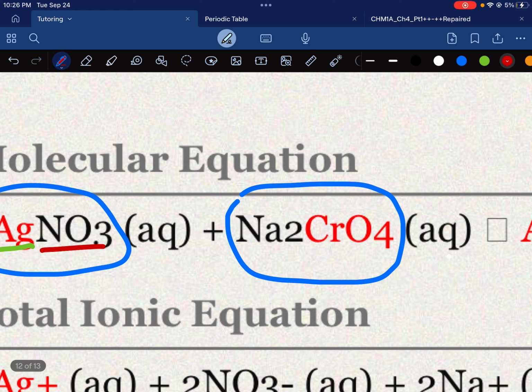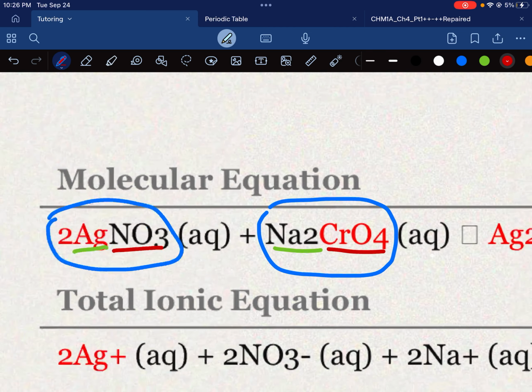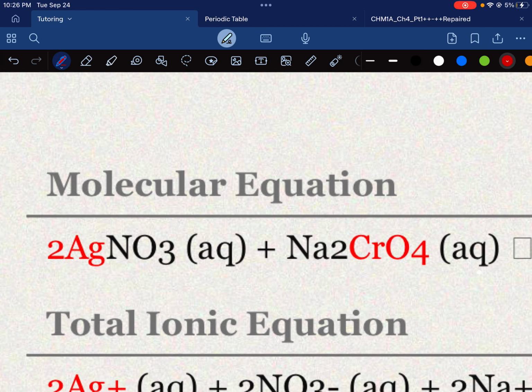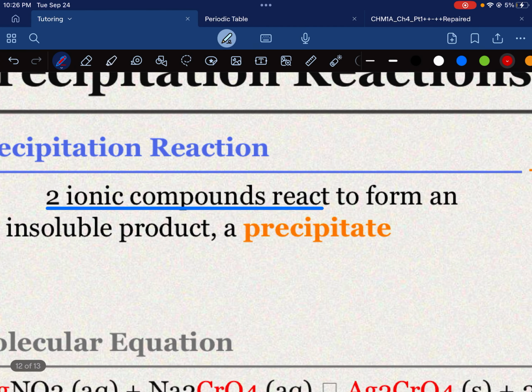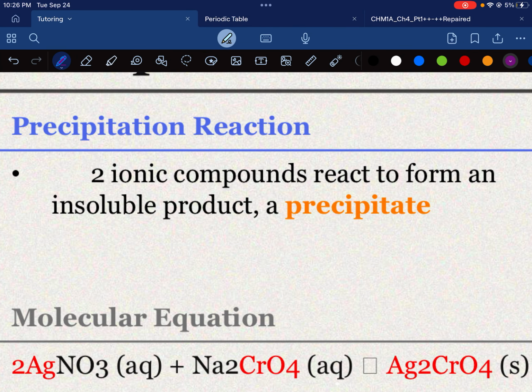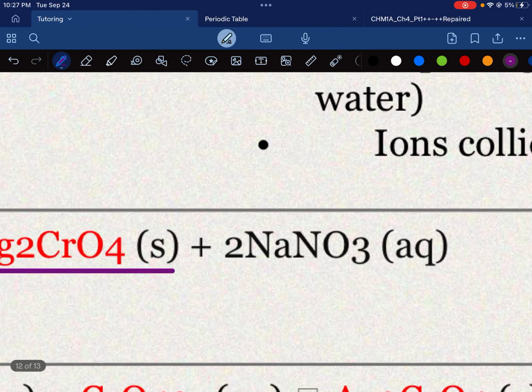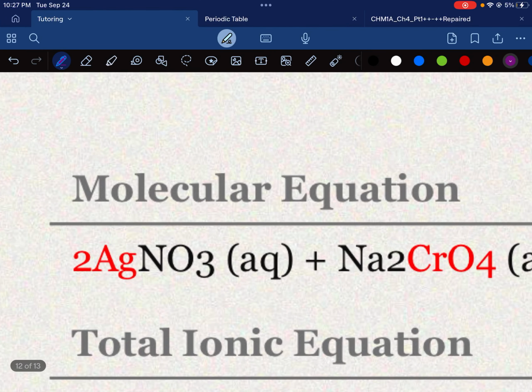Here's our second ionic compound. We have sodium, and our non-metal, chromate. Those are our two ionic compounds. So what's so special about them? They're going to react to form an insoluble product. The insoluble product is called a precipitate. You know you're looking at a precipitate when you see a compound that is a solid, with that S species. Notice how these have aqueous, because they're soluble in water.